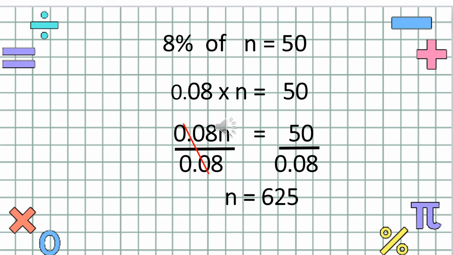That will be 0.08n over 0.08 is equivalent to 50 over 0.08. So let's divide. 0.08n over 0.08, the answer is n. Then 50 over 0.08, that will be 625. So n is equivalent to 625. Our base will be 625.